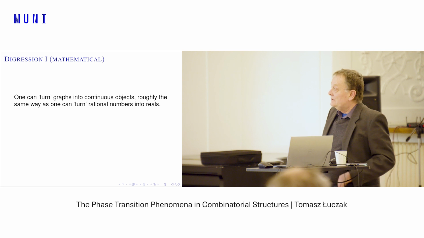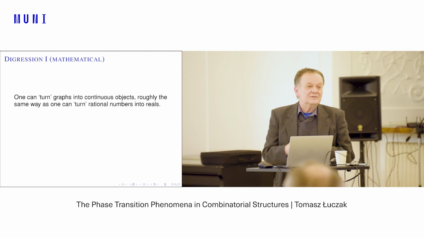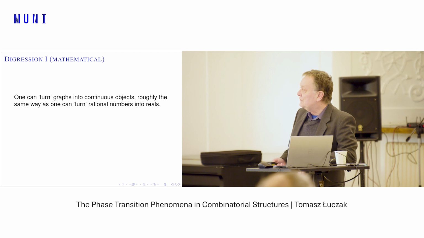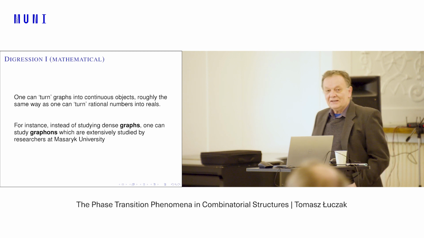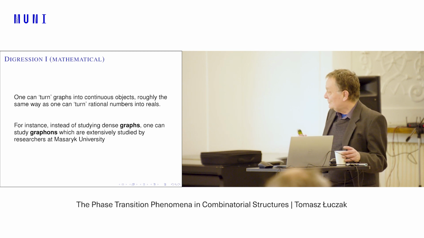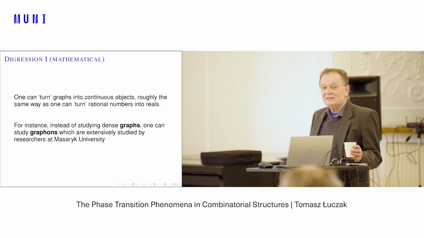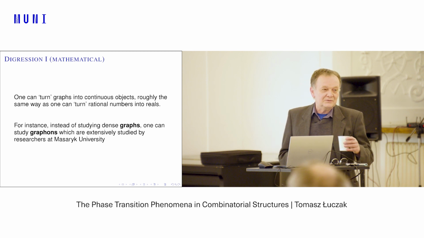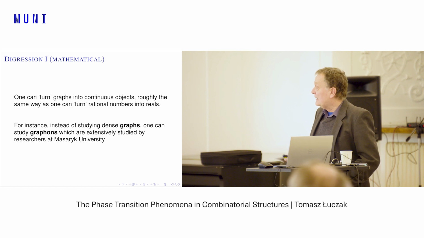In the same way as we can construct reals from rational numbers by taking limits, we can do it with graphs. The reason why I mention it is that, for instance, for dense graphs, we know how to do it. And in dense graphs, these limit objects are graphons. And here at Masaryk University, there is a very strong group dealing with graphons, probably one of the best in the field. So this is the first side remark.